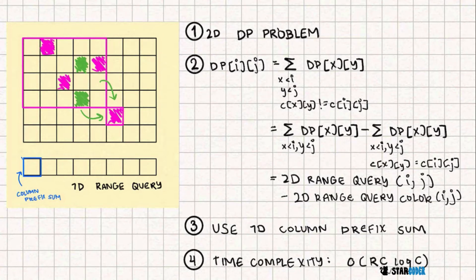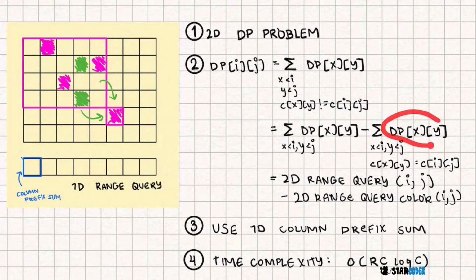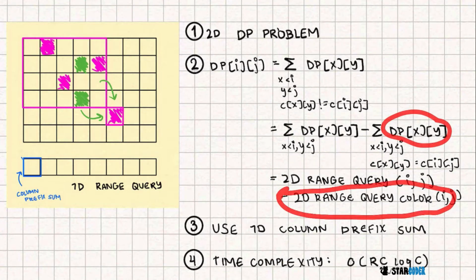But in order to make it faster, we can use a 2D range query to find the sum of values here and the sum of values inside of the square with the same color. Instead of having to loop through every time to find those values, we can just keep a two-dimensional range query from here to ij that's going to store that number. So this value here can be found using a 2D range query, and this value here can also be found using a 2D range query.